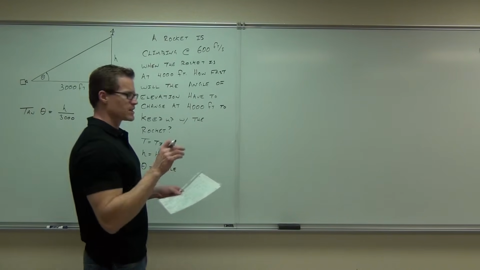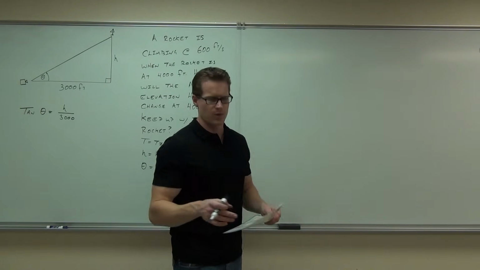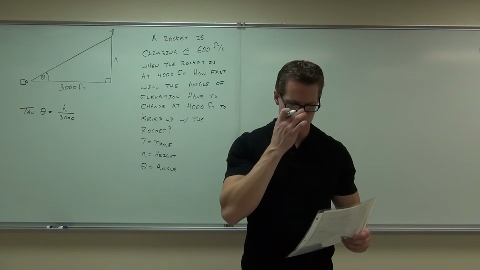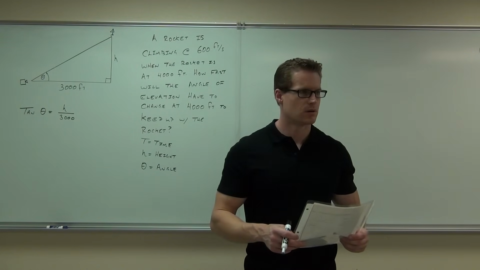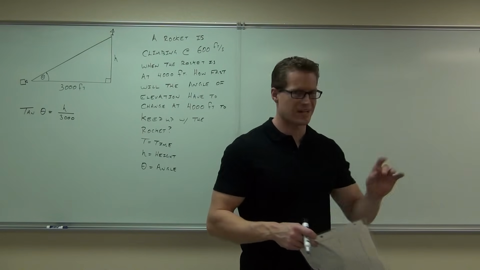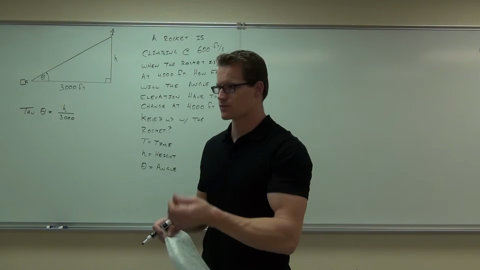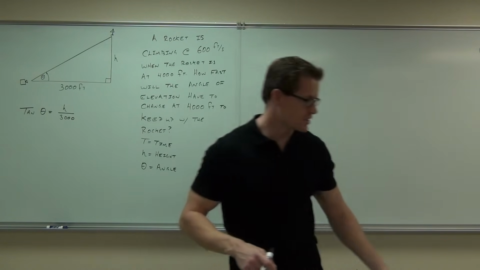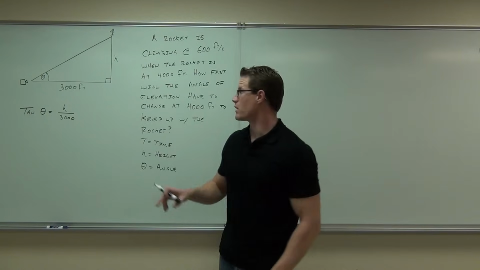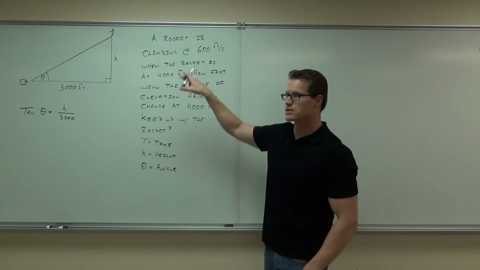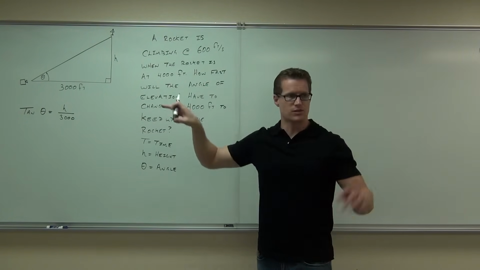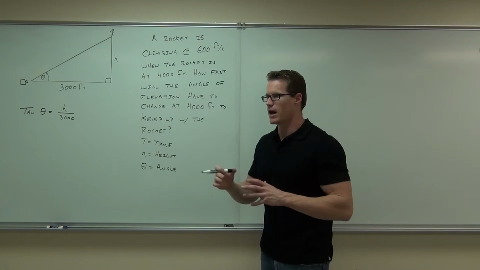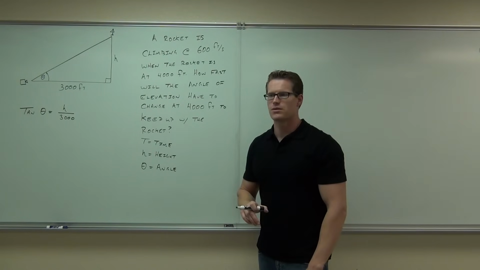Now, the next thing after we assigned our letters and we made our formula was what? What did we do? Okay, so we took a derivative with respect to time. Actually, before that, we identified any rates of change. So let's identify any rates of change that we have. Can you read any rates of change? That's a rate of change, sure. What is changing at 600 feet per second? Is it the angle, the height, or the time? The height.